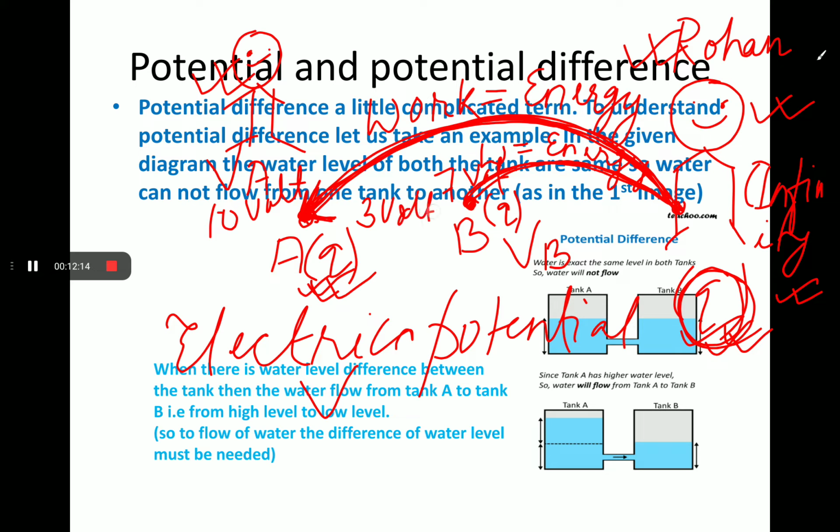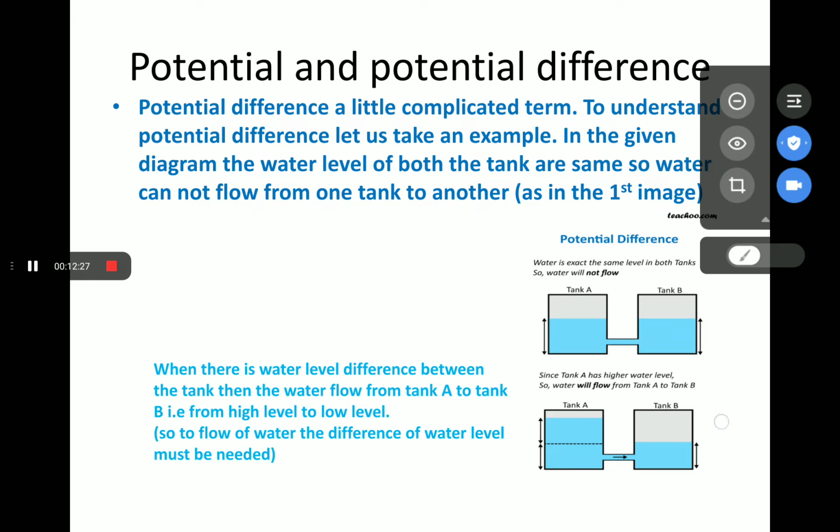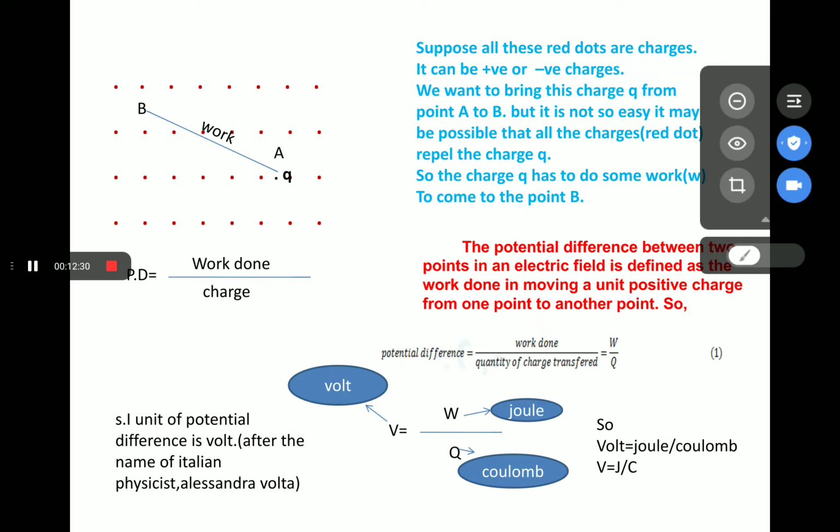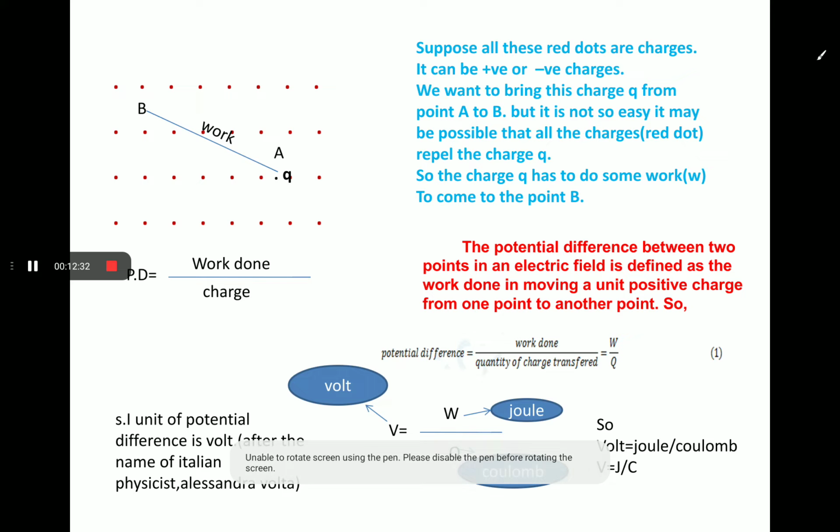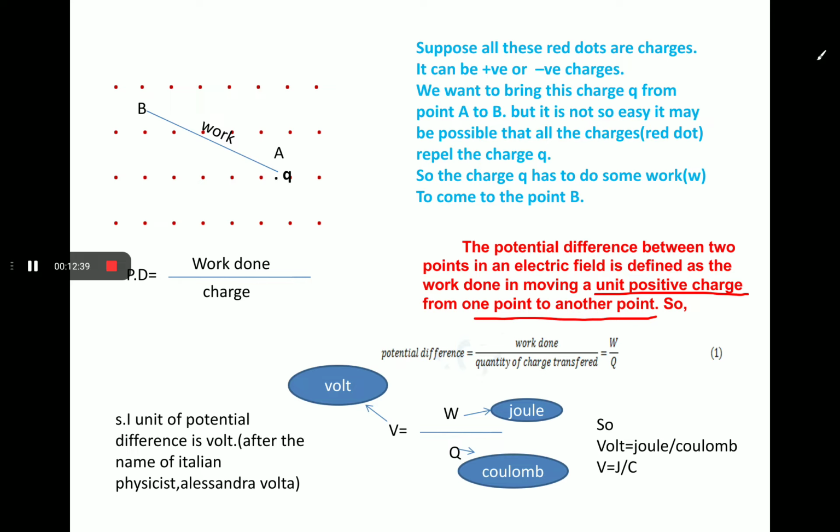Okay, now if we have to define the potential difference, it can be defined in the same manner as electric potential, which you can see in the next slide. In bringing the unit positive charge from one point to another point, the amount of energy spent or the amount of work done is called the potential difference between the 2 points.